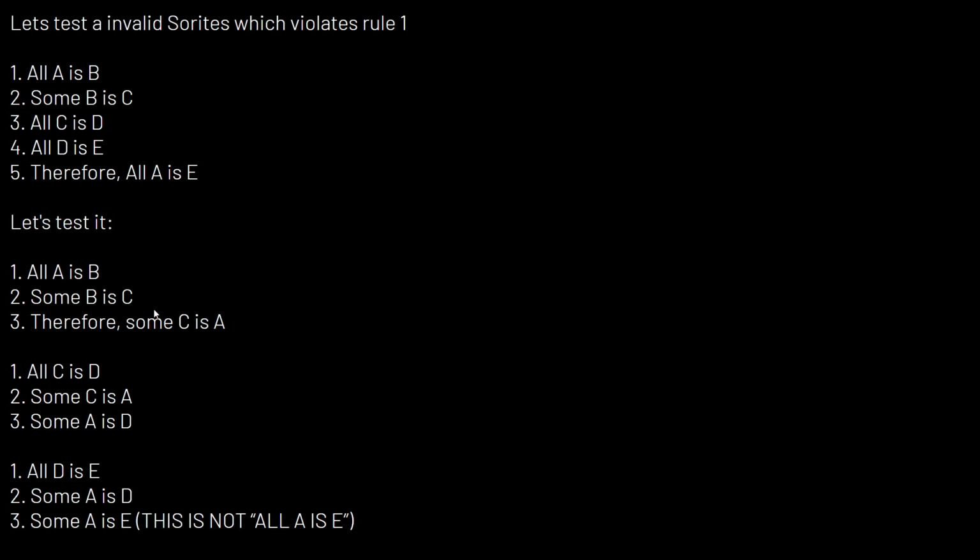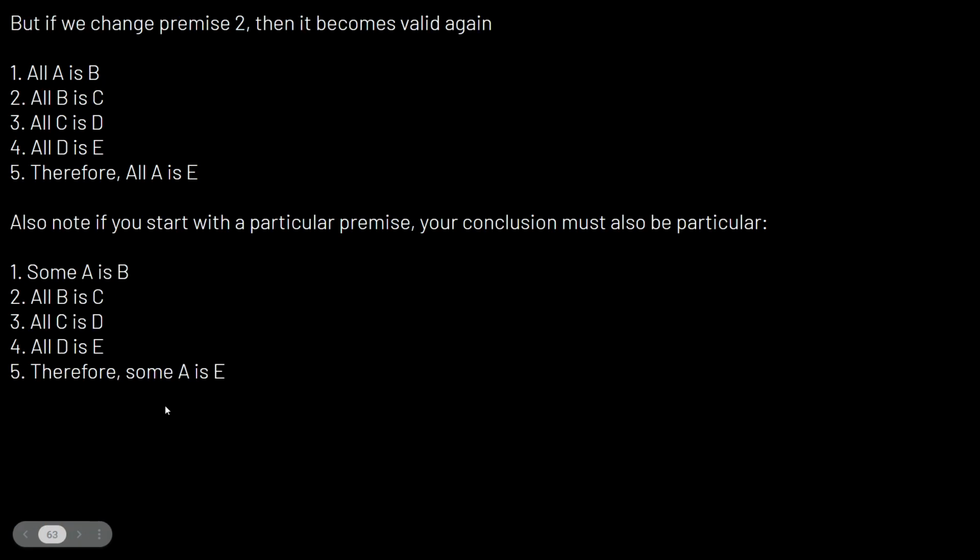That is, all A is E. And so therefore, some A is E is not the same as all A is E. So this violates rule 1, therefore making it an invalid sorites. But if we change premise 2, then it becomes valid again. As I've said, if premise 2 becomes all B is C, then it breaks down logically.